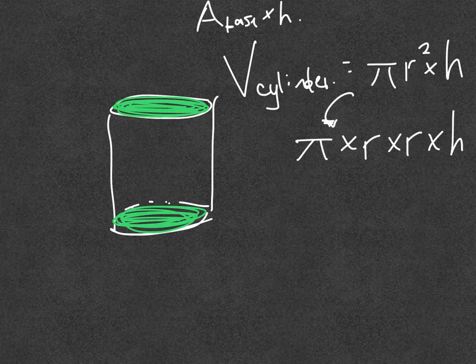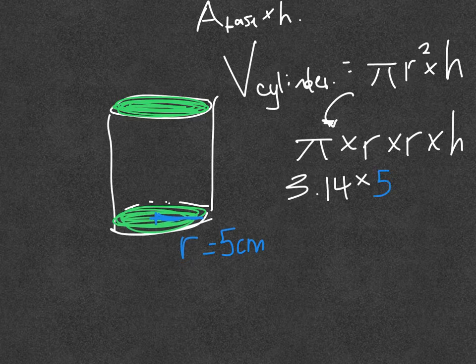Okay, so if I came in and I told you, hey, this thing here has a radius of 5 centimeters, for example, I'm going to pop in all of my values. So I'm going to say 3.14 times, and then if my radius is 5, I'm going to come in and use that radius value, okay, times height. Oh, I didn't tell you the height. I'm sorry. Just going to go back a little bit.